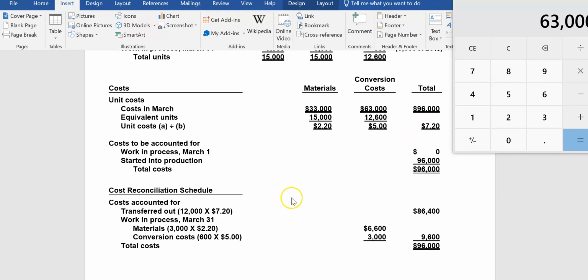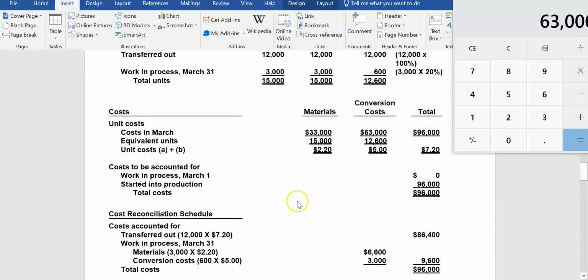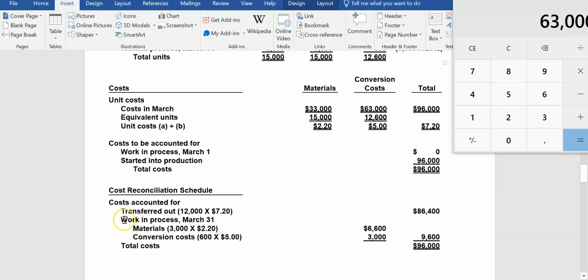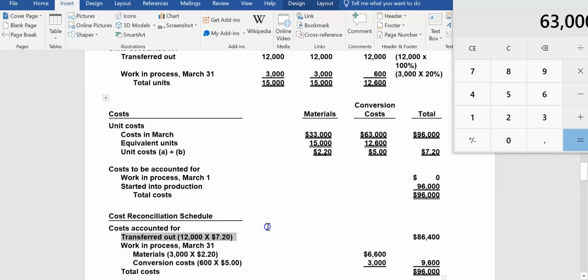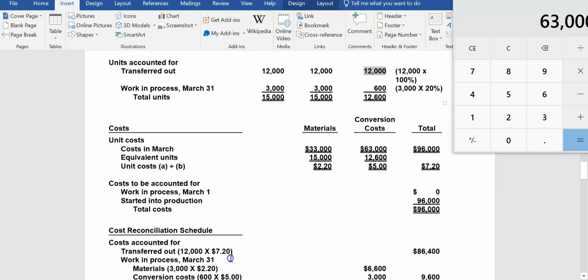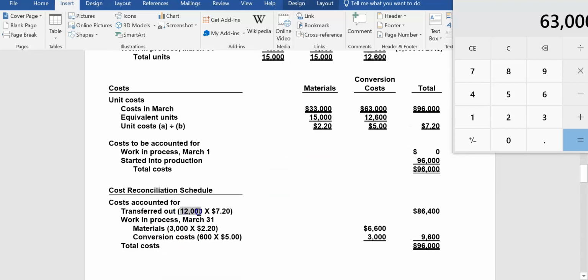So to do that, we will take the equivalent units transferred out. Total equivalent units transferred out were the same for both materials and for conversion. Thus, the total cost to transfer out need to be at the full equivalent cost per unit. Total 12,000 units transferred out at a total equivalent unit cost of $7.20.